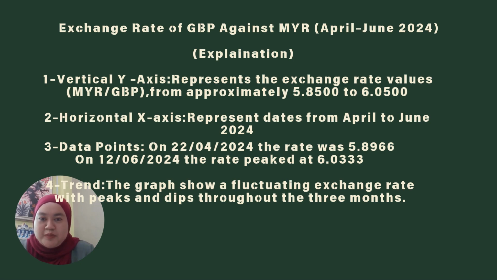Exchange rate of GBP against MYR, April to June 2024. The vertical y-axis represents the exchange rate value, measuring ringgit per GBP, from approximately 5.85 to 6.0500. The horizontal x-axis represents date from April to June 2024.